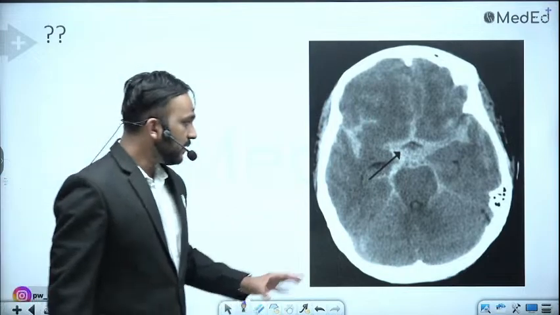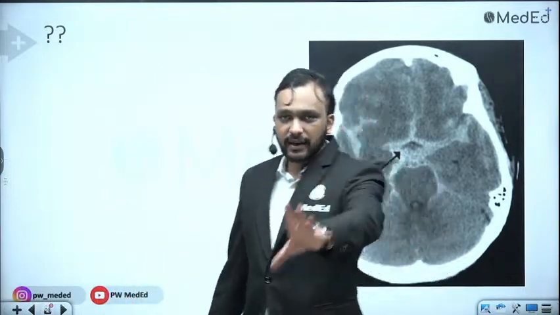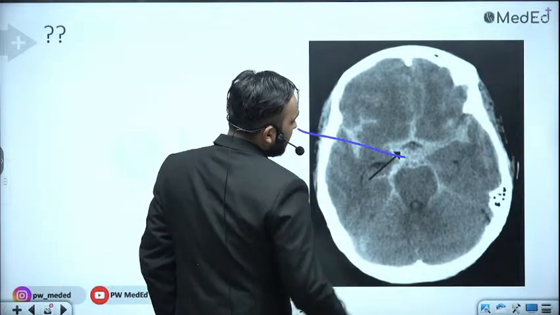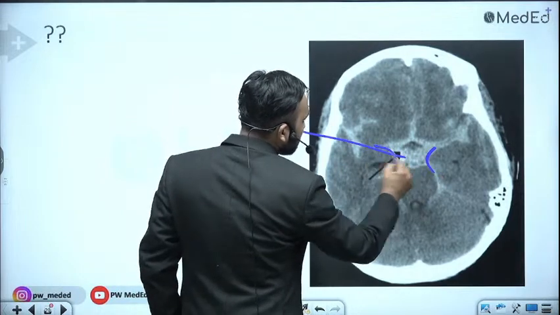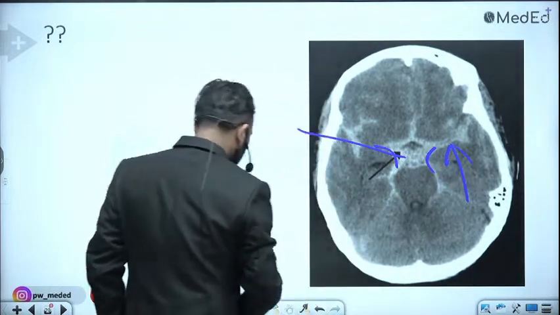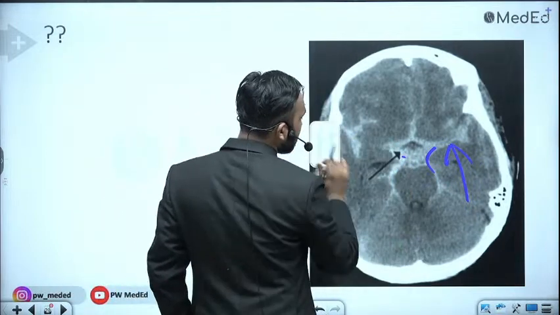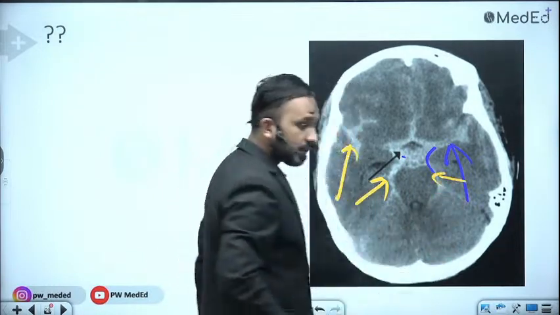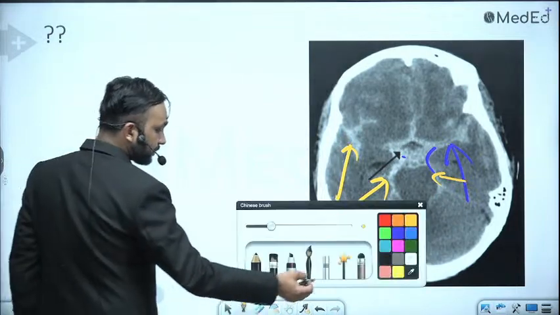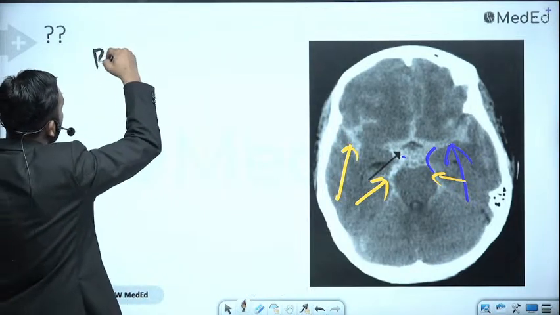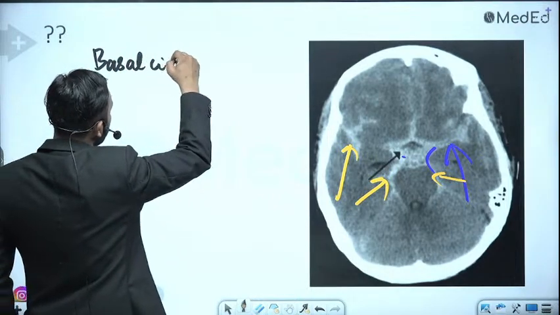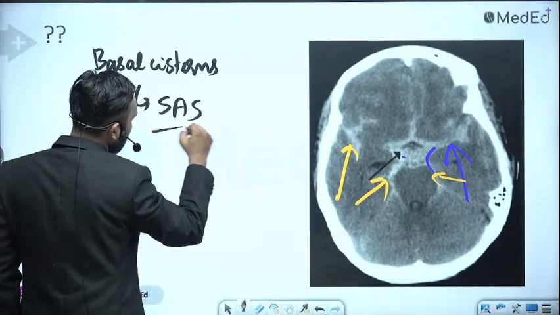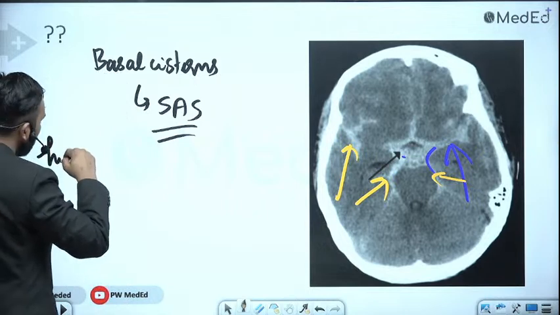So if you look at this image, we can see that there are areas of hyperdensities. Okay. Areas of hyperdensities can be seen in the basal cisterns. It can be seen in the sylvian fissure, within the perimesencephalic cisterns. Okay. The basal cisterns are nothing but the subarachnoid spaces. So in this image we can see hyperdensities in the region of basal cisterns.